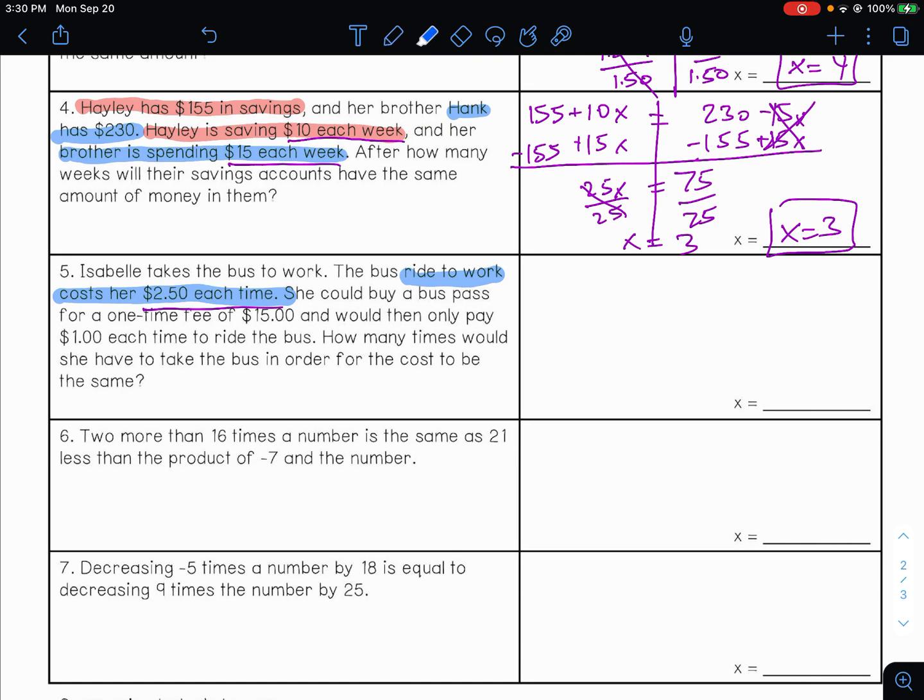She could buy a bus pass for a one-time fee of $15 and then would only pay $1 each. So you're comparing with the bus pass and without the bus pass. Bus pass for a one-time fee of $15 and would then only pay $1 for each ride.